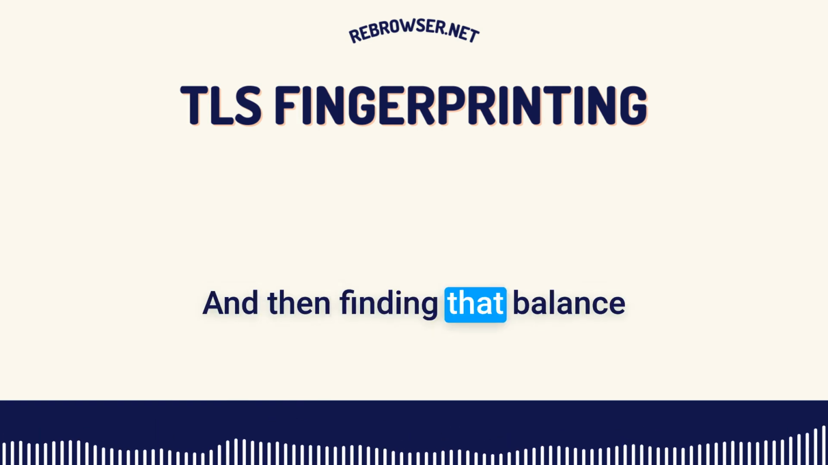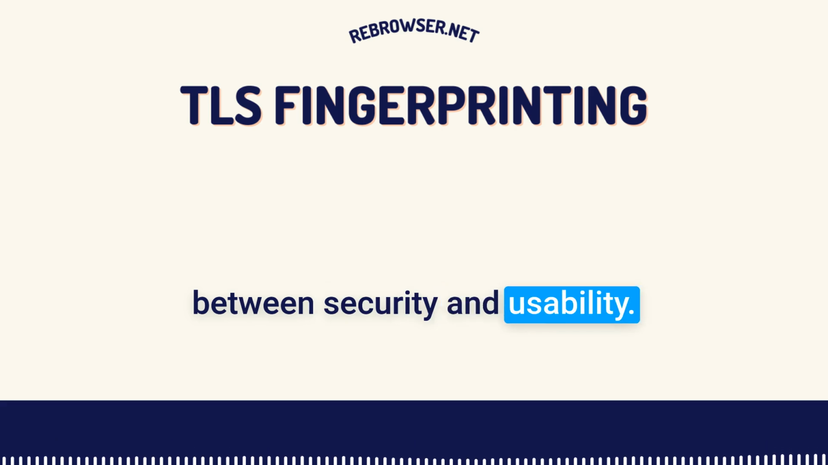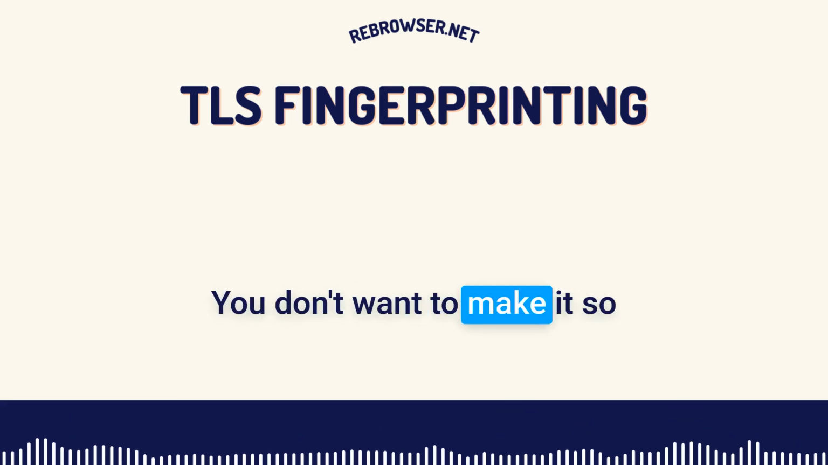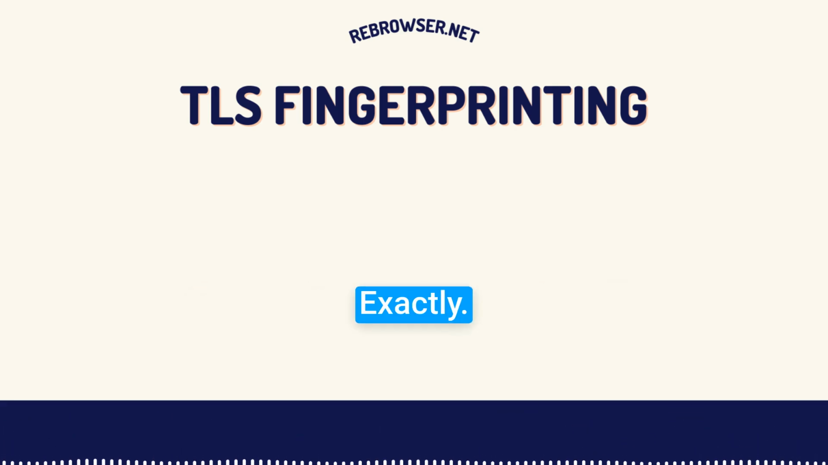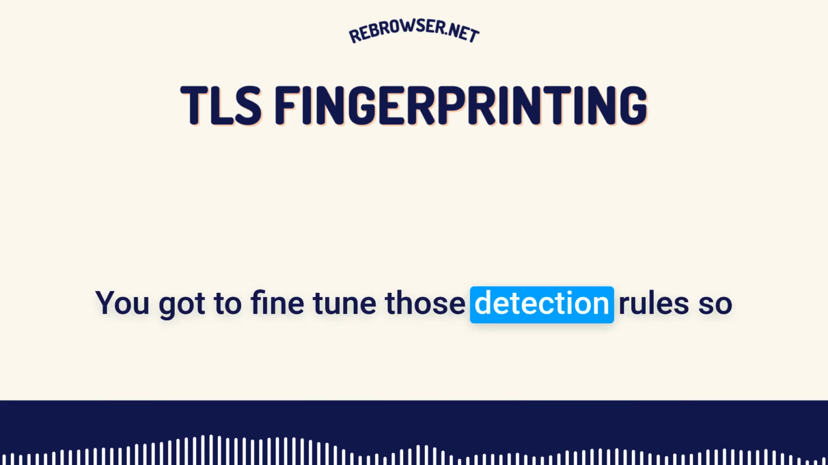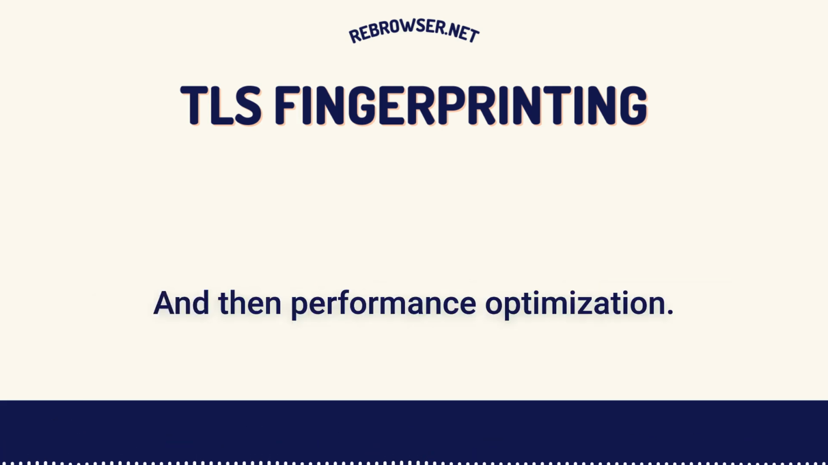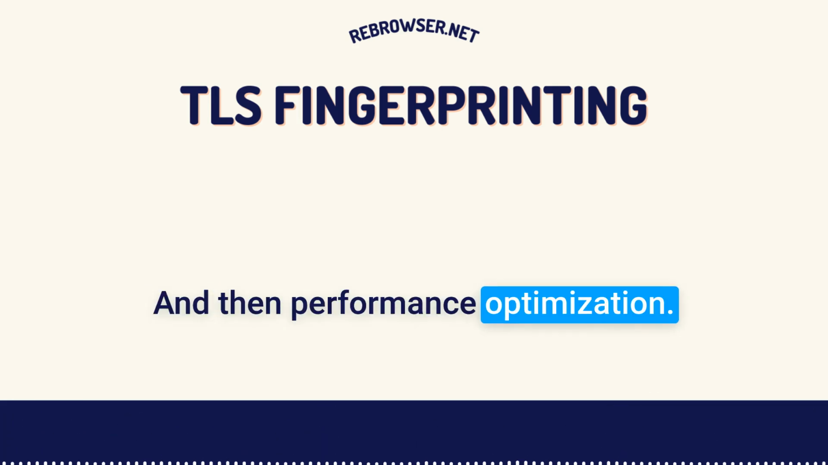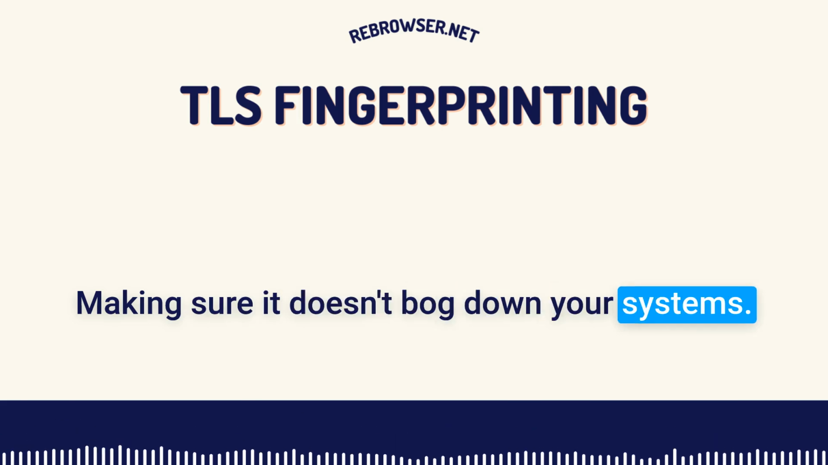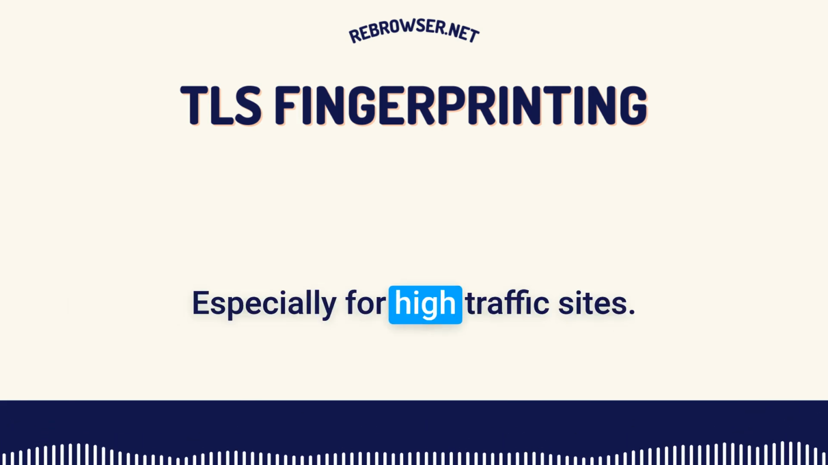And then finding that balance between security and usability, that's crucial. Right, you don't want to make it so secure that no one can use it. Exactly. You got to fine-tune those detection rules so you don't block legitimate users by accident. Okay. And then performance optimization, making sure it doesn't bog down your systems. That's important, especially for high-traffic sites.